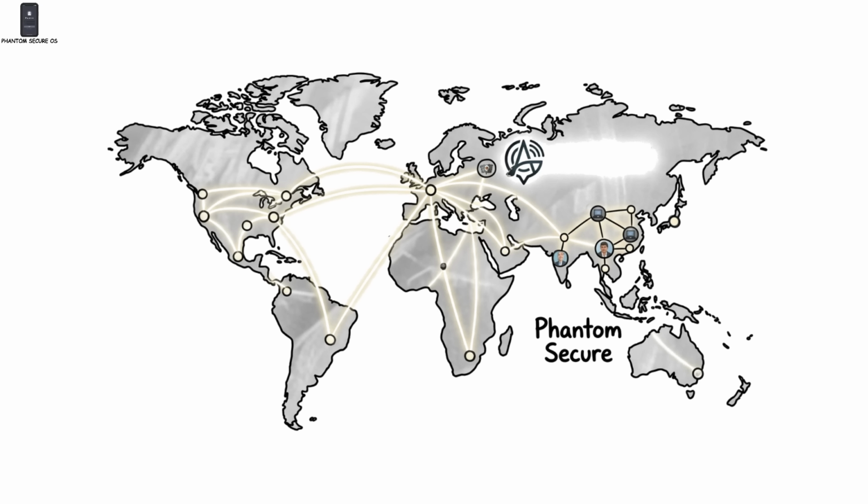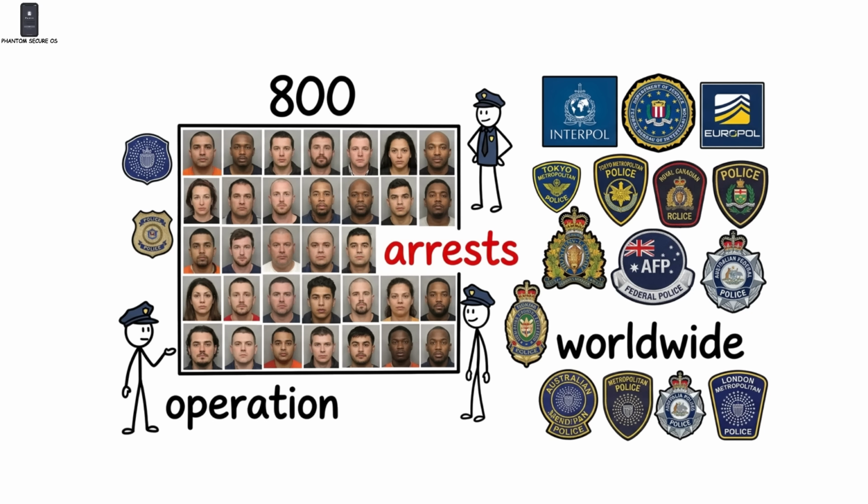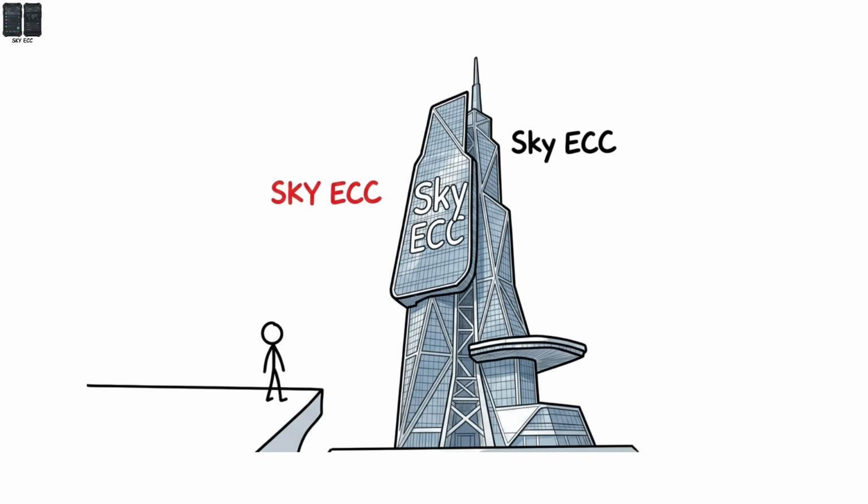After Phantom Secure fell, the FBI launched their own encrypted phone network called Anom to catch criminals who migrated away. That operation led to over 800 arrests worldwide. Sky ECC. Sky ECC was another encrypted phone platform, probably the biggest.